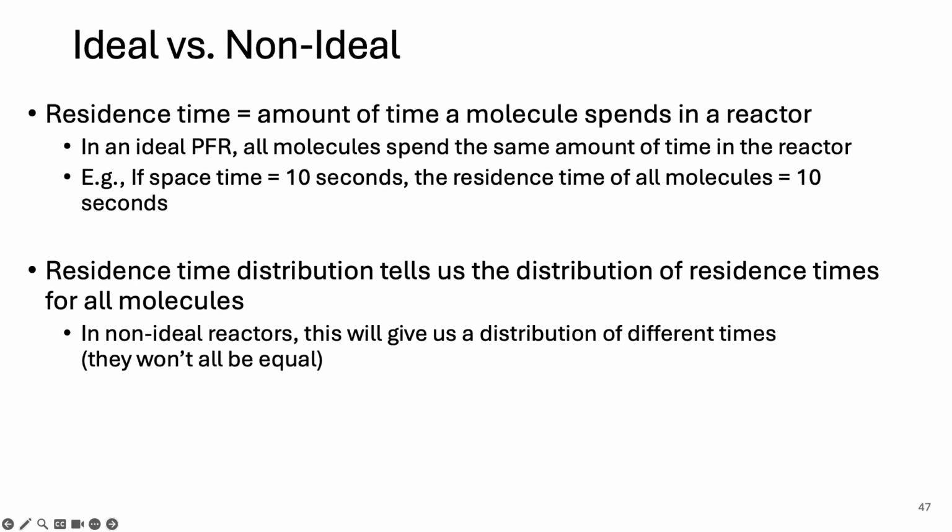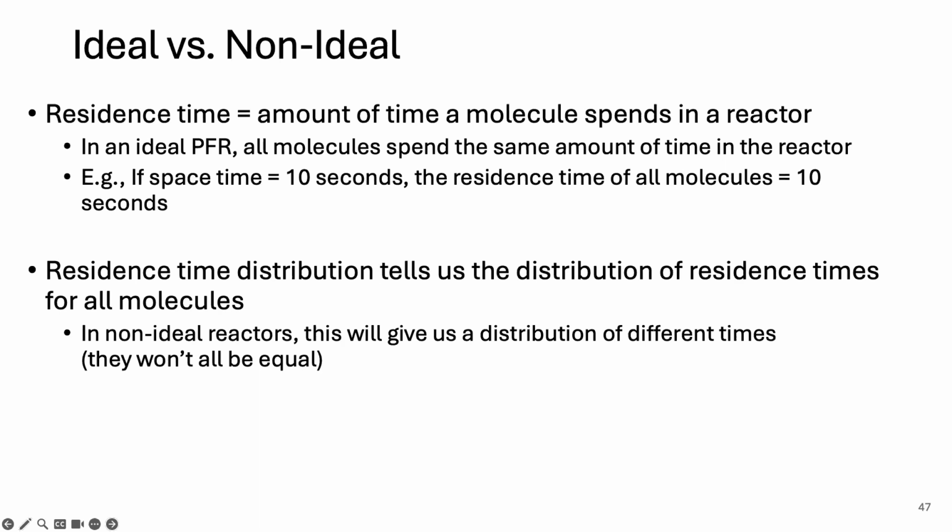So what does it mean to be ideal or non-ideal? Well, let's consider this from the perspective of residence time. Residence time, if you recall, is the amount of time that a molecule spends in a reactor. If we have an ideal reactor, then all of the molecules that enter the reactor spend the same amount of time in the reactor. So for example, if the space-time, if you remember that definition, volume over flow rate, tau, is equal to 10 seconds, then the residence time of each and every molecule entering the reactor is exactly 10 seconds as well. That would be for an ideal reactor.